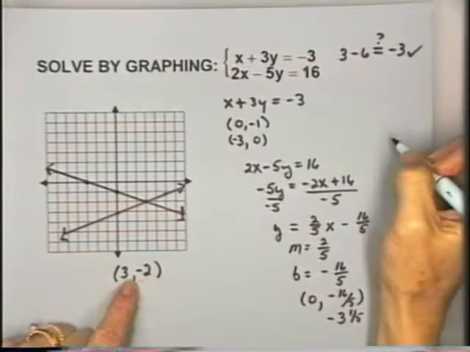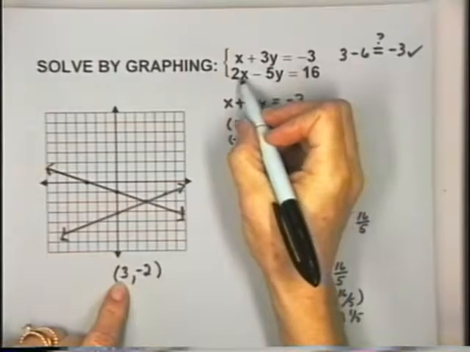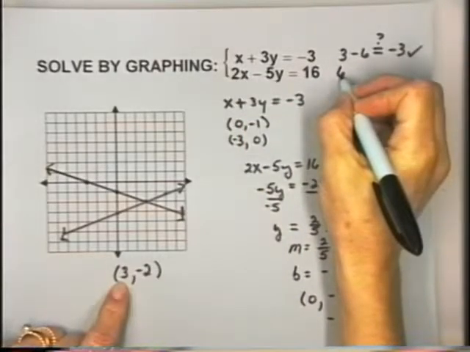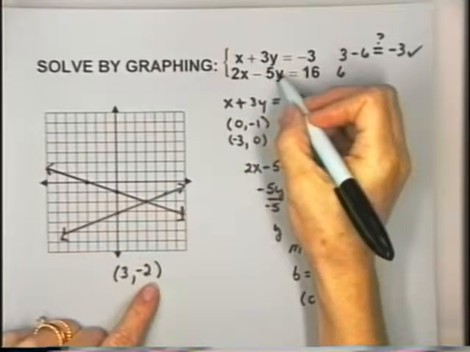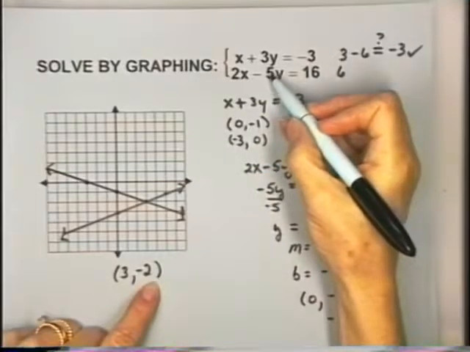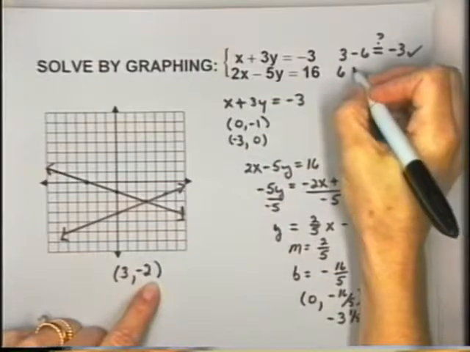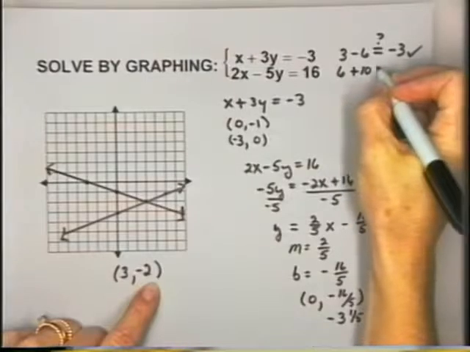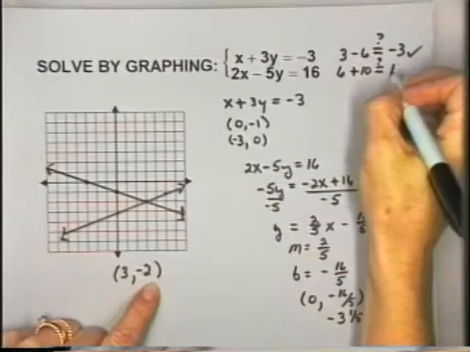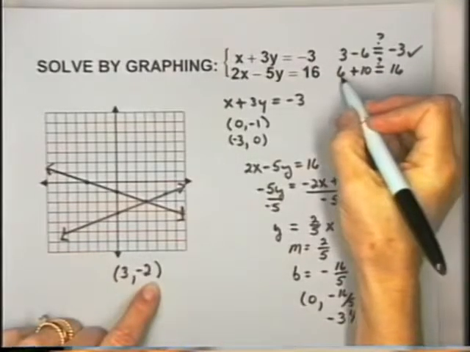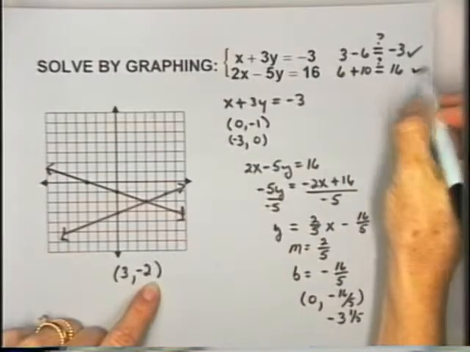Now let's check in the second equation. If x is 3, 2 times 3 is 6. I have a negative 5y. If y is negative 2, a negative 5 times a negative 2 would be a positive 10. And we want to know, does this equal 16? And again, of course, 6 plus 10 does equal 16.